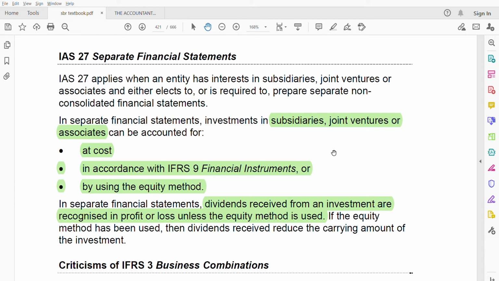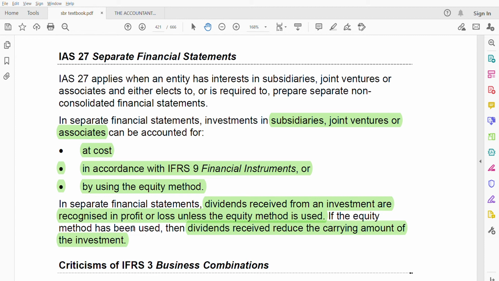If they have used the equity method, then what do you do? Where do you recognize it? It is given in the next line only. If the equity method has been used, then dividends received reduce the carrying amount of the investment. This is for the equity method. Remember, dividends received reduce the carrying amount of the investment. That means whatever your carrying amount of an associate or a joint venture or a subsidiary, whatever it is, the dividend reduces it. Whatever you receive, you have to deduct that.